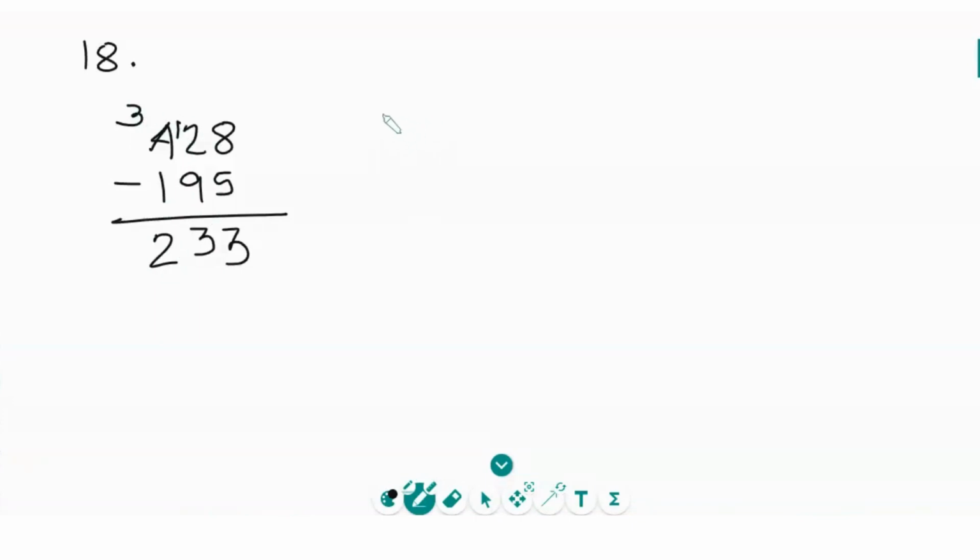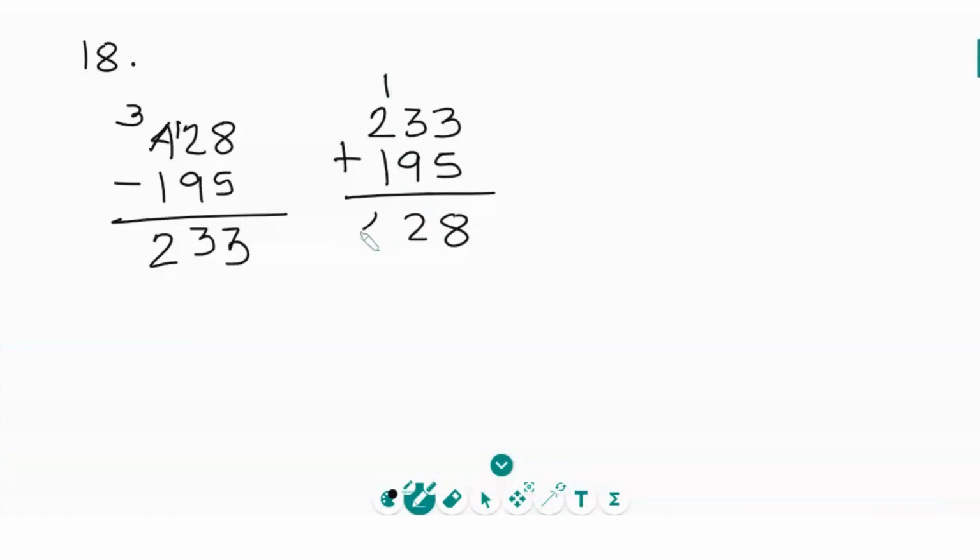So let's check our answer. We have here 233 plus 195. 5 plus 3, that will give us 8. 9 plus 3, that will give us 12. Carry over 1. 2 plus 1 is 3. 3 plus 1 is 4. Therefore, 428 confirms that our final answer is 233.